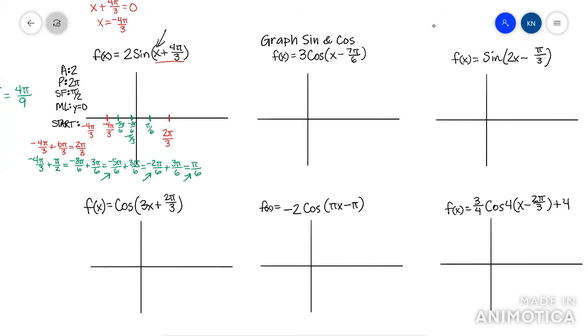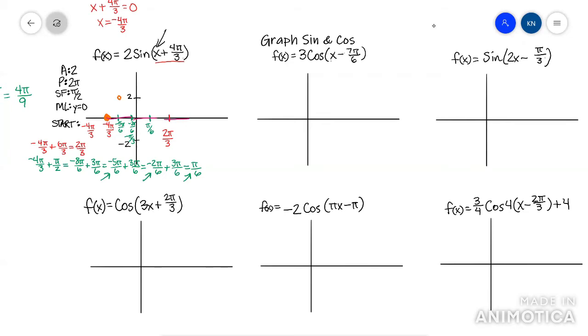Finding the red and the green right there is 99% of it, because now you can just come through and say, okay, this is a positive sine function. That means it starts on the midline, which, remember, my midline was y equals 0. Then it goes high, and I didn't do my amplitude, but it goes up 2, down 2.